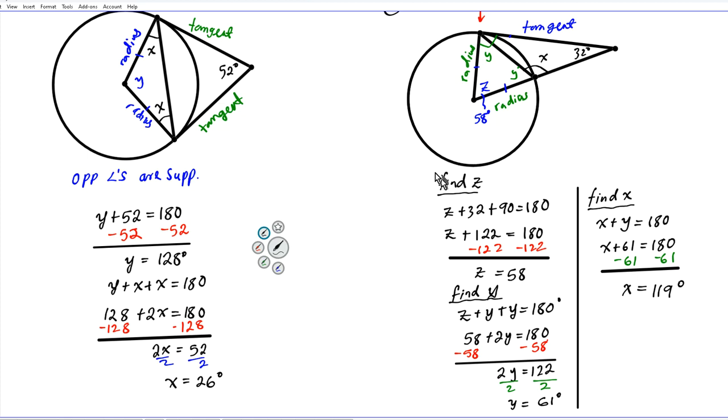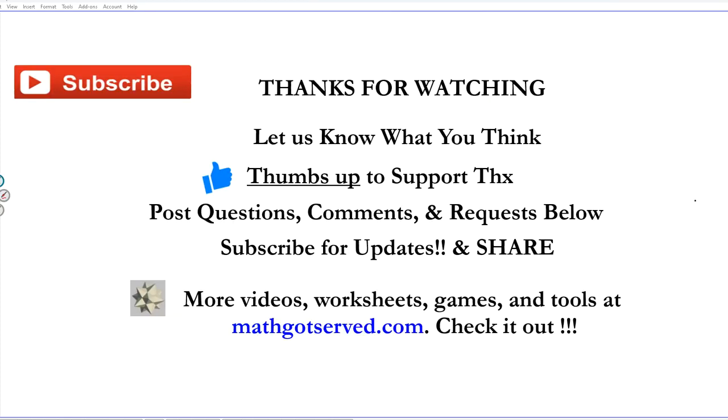So that's how you basically use the circle theorems involving radius and tangent lines, and diameters and tangents to circles, to solve problems.